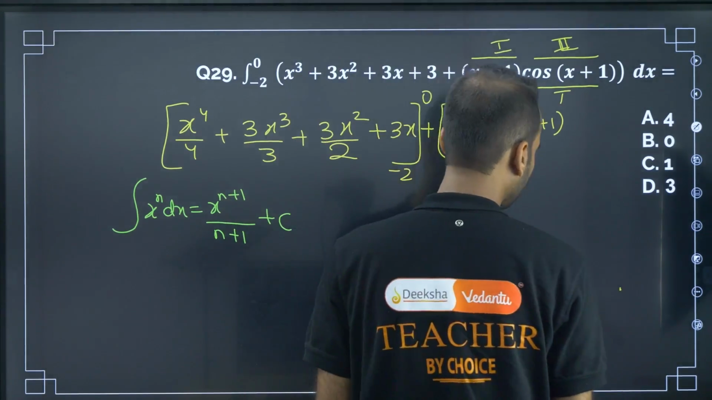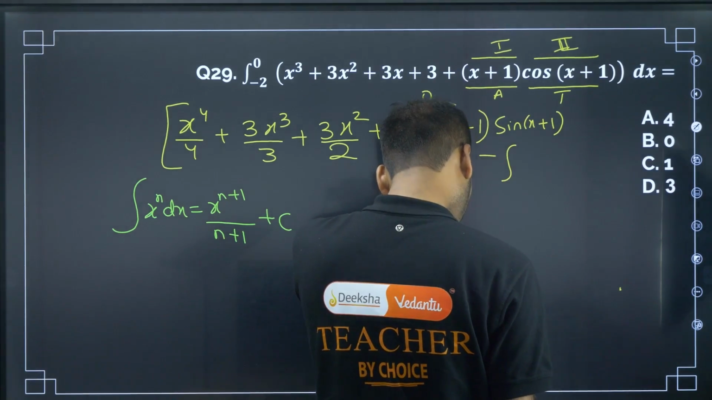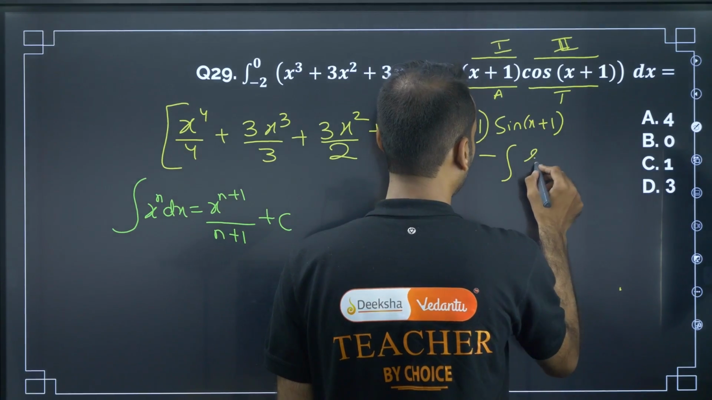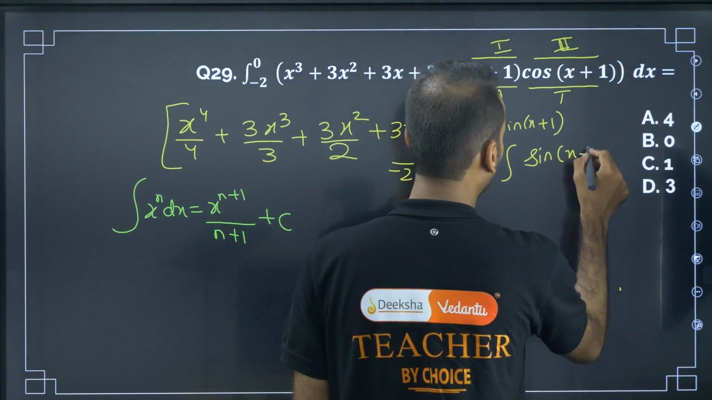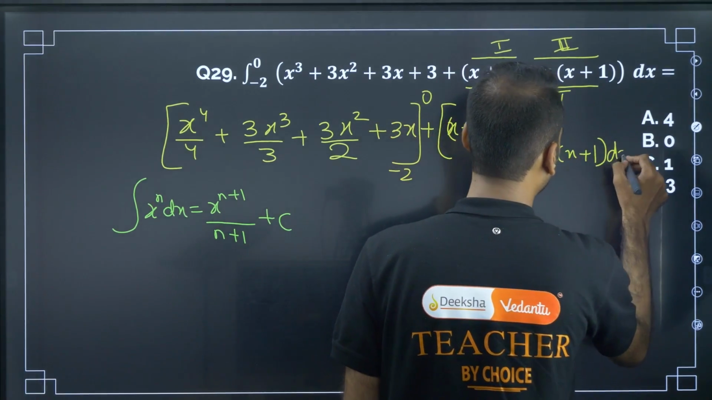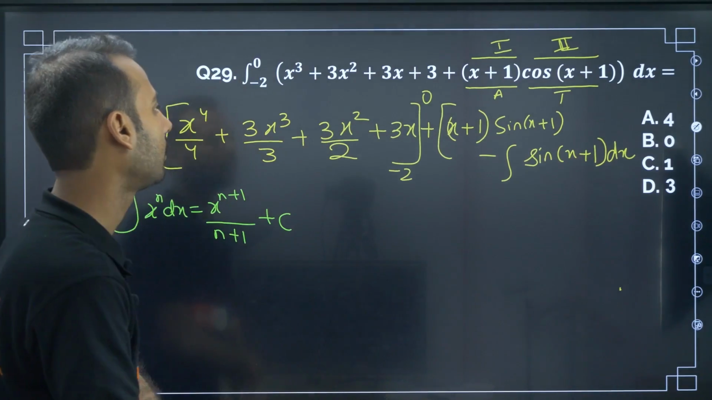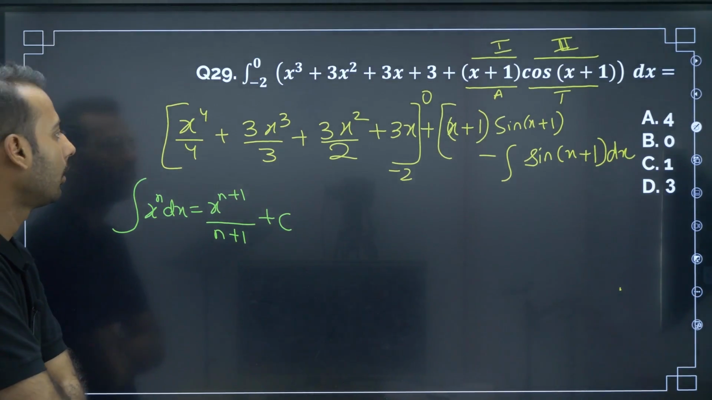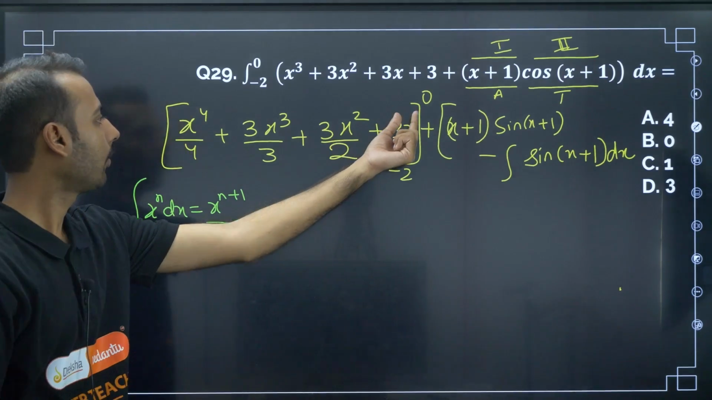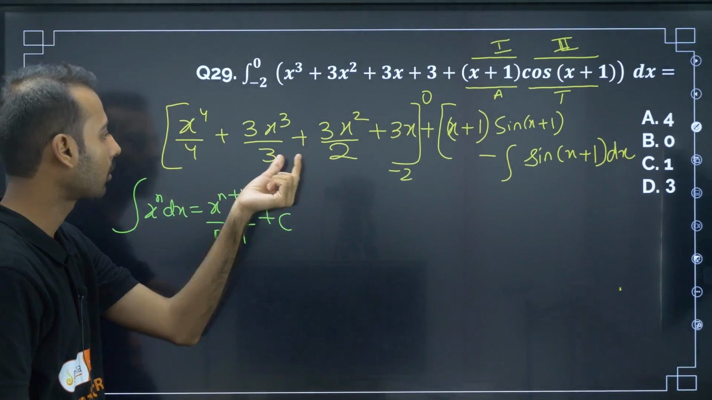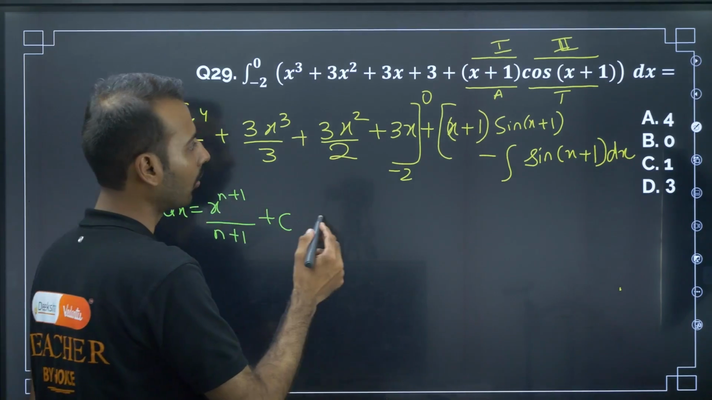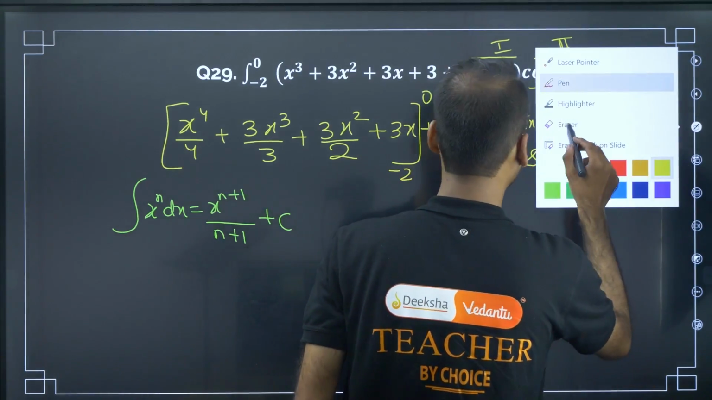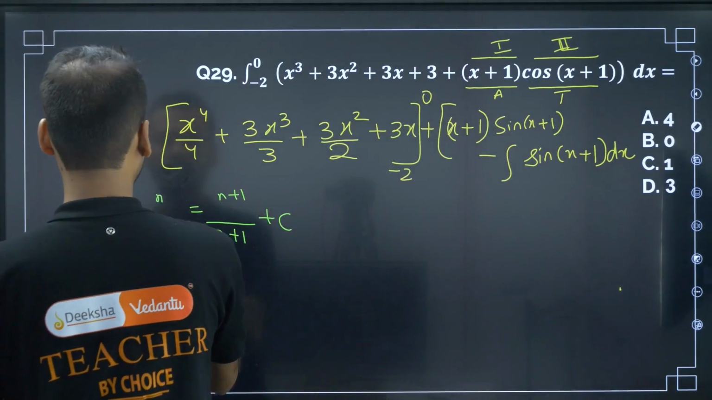Integration of cos is sin of x plus 1 dx. Integration of cos is sin. Now we have to substitute this. If you substitute upper limit, all 0 only, and then the lower limit, but before that let me simplify this, and also let me erase this. If you want, you make a note of this.